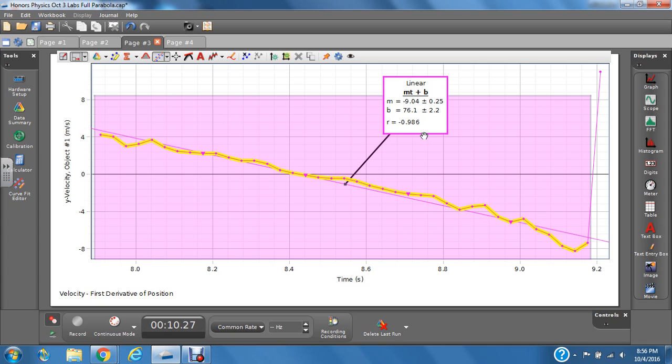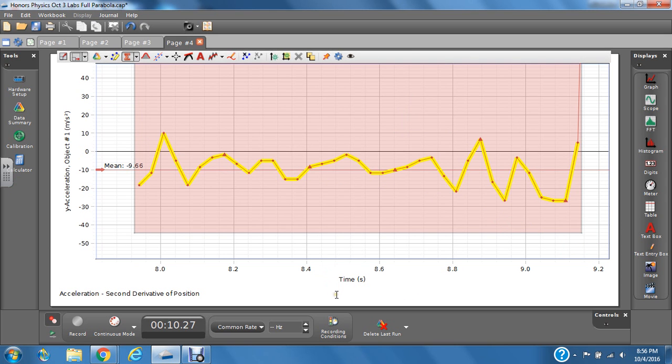But notice what the curve fit of these data points shows us. The slope of the velocity is -9.04, which is pretty close to -9.8, not exactly. Let's go on over and have a look at the acceleration data. Now it's noisy data, meaning the data points kind of jump all over the place, but that's because the software is taking the second derivative of the position data. But if we take the mean of all these data points, of the second derivative of the position data, which is acceleration, you'll notice that we get -9.66 meters per second squared.